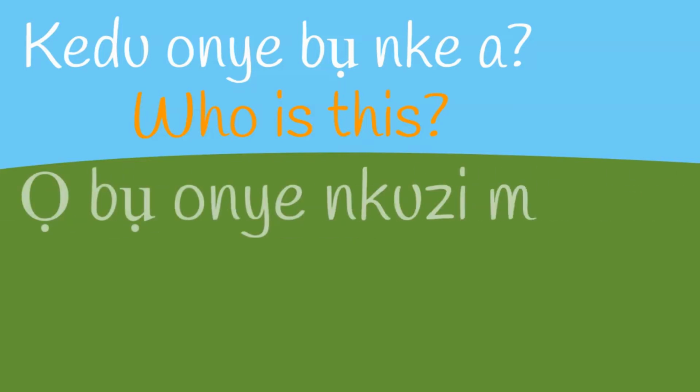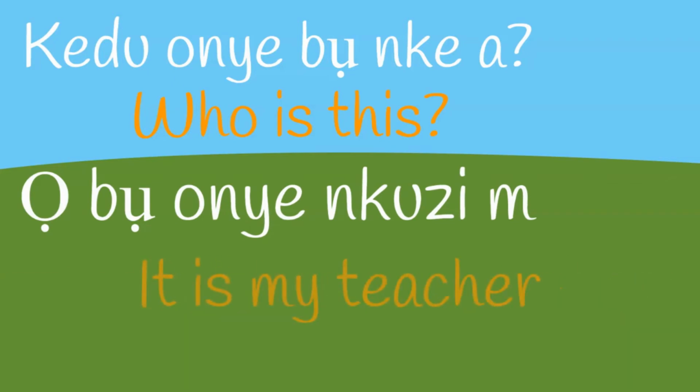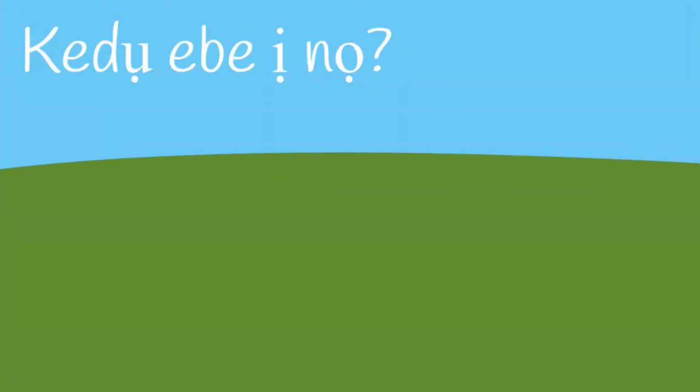Kedu onye bụ nke a? Who is this? Ọ bụ onye nkuzi m. It is my teacher. You can use "ọ" for different pronouns like he, she, or it in Igbo language. So you say ọ bụ onye nkuzi m. It is my teacher.